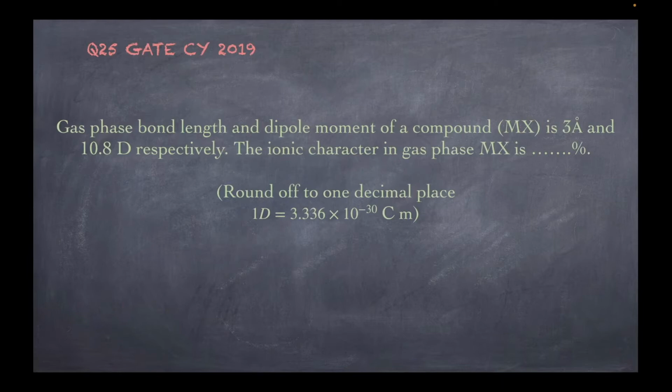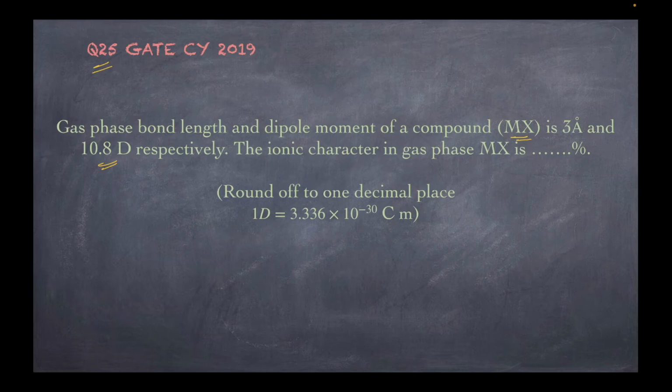In this video, we'll be solving question number 25 from the GATE 2019 chemistry paper. The question says the gas phase bond length and the dipole moment of a compound MX are 3 angstrom and 10.8 debye respectively, and we have to find the ionic character of this compound in the gas phase, or the percentage of ionic character.